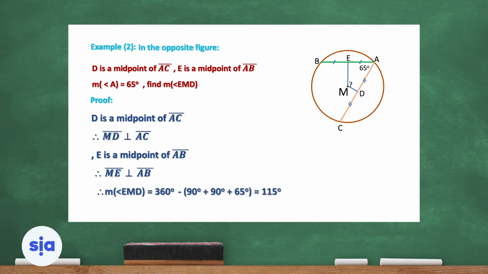Then, as you can see here, in quadrilateral EMDA, as you all know, the sum of measures of the angles inside the quadrilateral is 360 degrees, and we have angle MEA is 90 degrees, and angle MDA is another 90 degrees. Then to find the measure of angle EMD, it's 360 minus the sum of 90 and 90 and 65. So it's 360 minus open bracket 90 plus 90 plus 65, and the result will be 115 degrees.